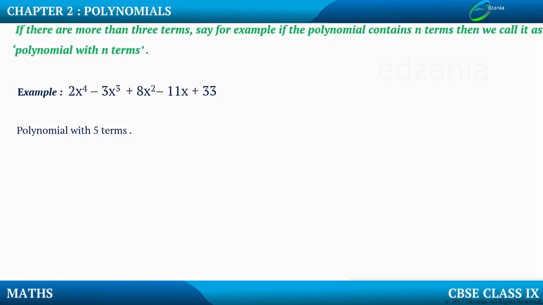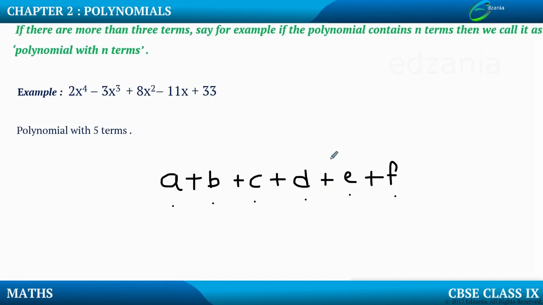If I have one more example, I'll take a simple one. Say a plus b plus c plus d plus e plus f. So there are 6 terms: 1, 2, 3, 4, 5, 6. So we can call this a polynomial with 6 terms. In this way, you just have to count the number of terms and write it down.